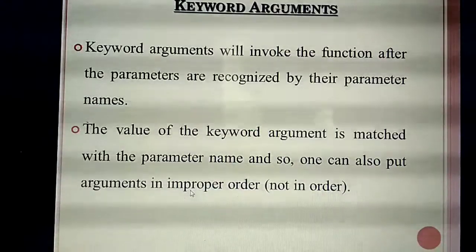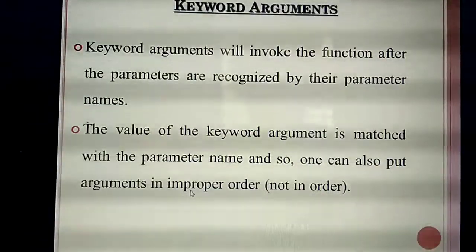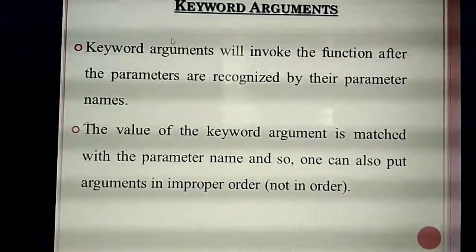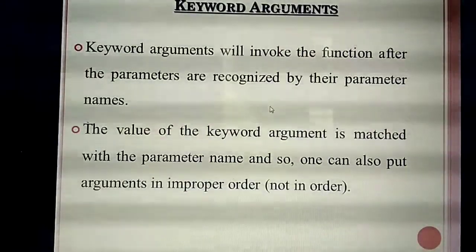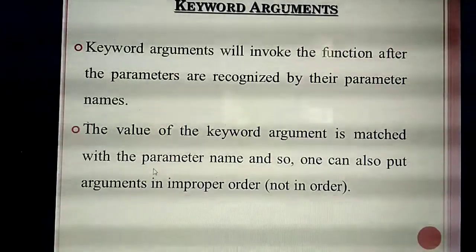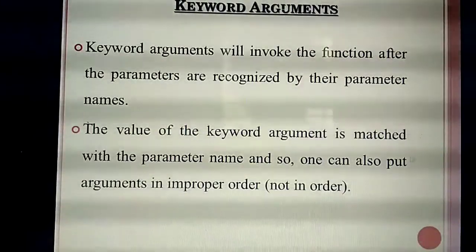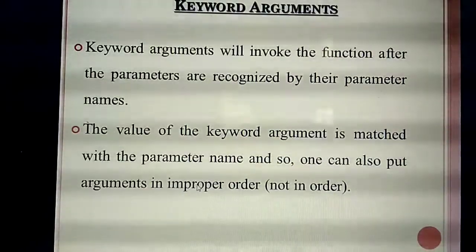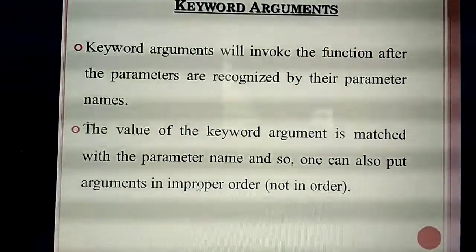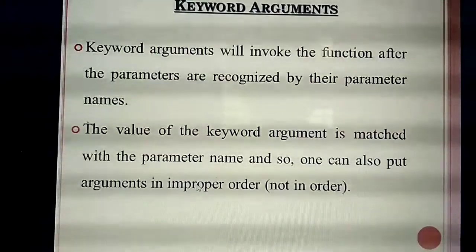Understand? Once more, here also three points you have studied. What are the points? First, keyword arguments are identified by the parameter names. Second, the value of the argument needs to be matched to the parameter name. Third, here no need to arrange in proper order. So please, while you are studying, differentiate and study each argument. Then only will you understand, otherwise surely you will forget.